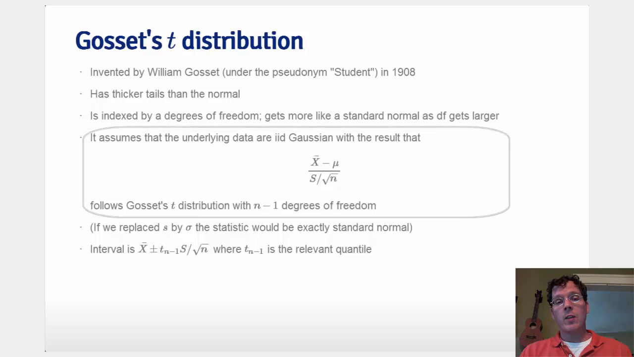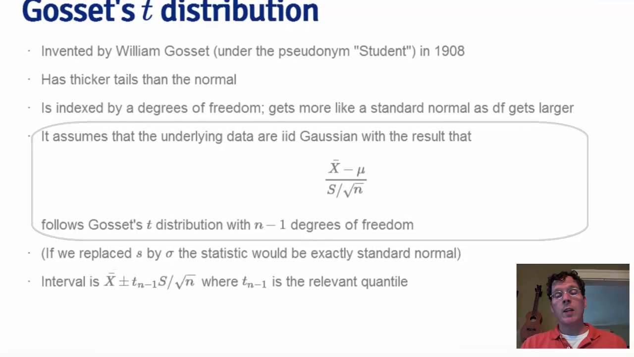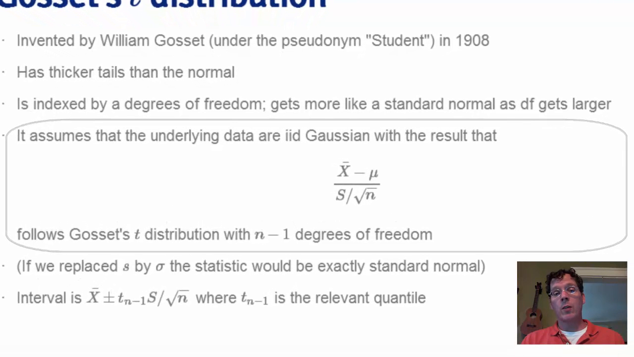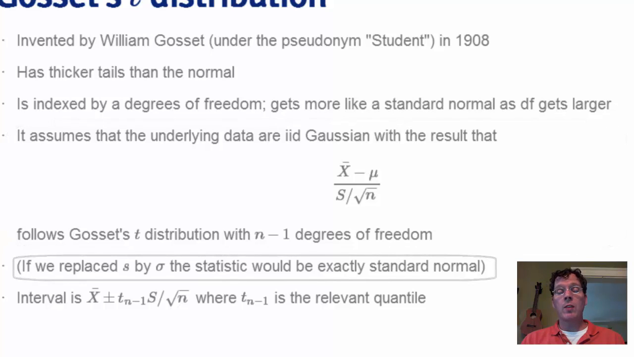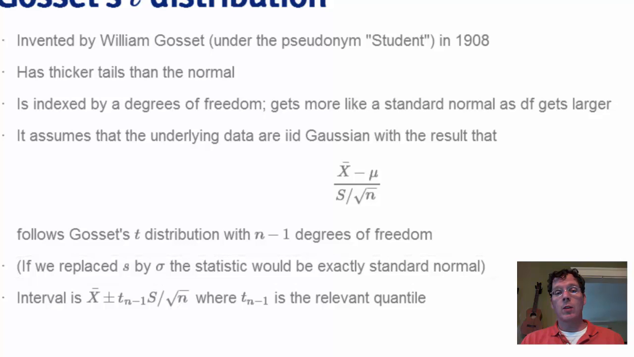The reason for the t-distribution is as follows. If we take x bar, subtract off the mean, and divide it by the estimated standard error for IID Gaussian data, it in fact is not Gaussian distributed. If we replaced s by sigma, it would be exactly standard normal. However, when we replace sigma by s, it no longer has a distribution as that of a standard normal. Instead, it has a t-distribution.